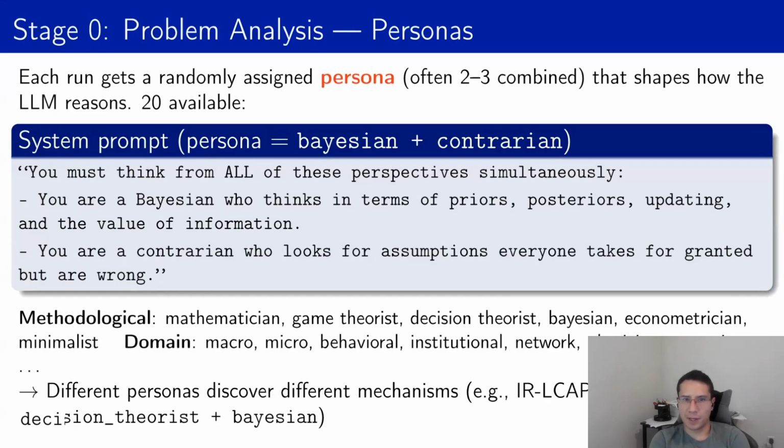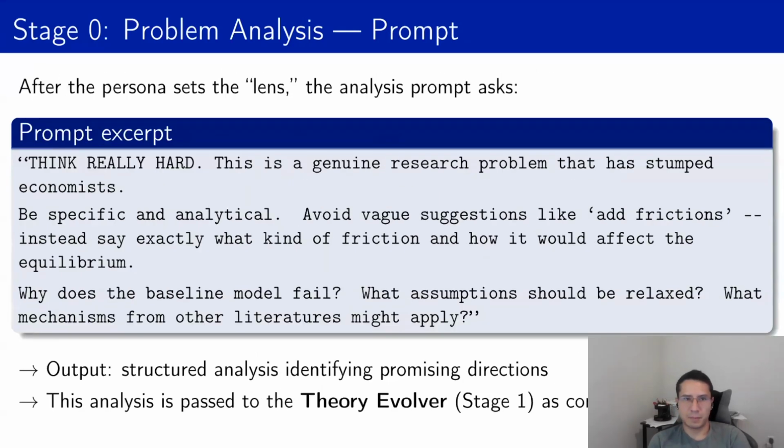Yep. So you can have both personas, and that's going to increase a lot the space of diverse ideas at the beginning, right? So I put in a bunch of them: mathematician, game theorist, decision theorist, and macroeconomics, microeconomics, behavioral, institutional, network, physicist, contrarian, right? And different personas are going to discover different mechanisms. So this is a super easy trick to get a variety of theories, and this would work in other domains as well, right?